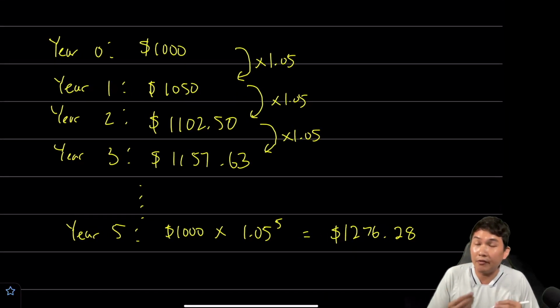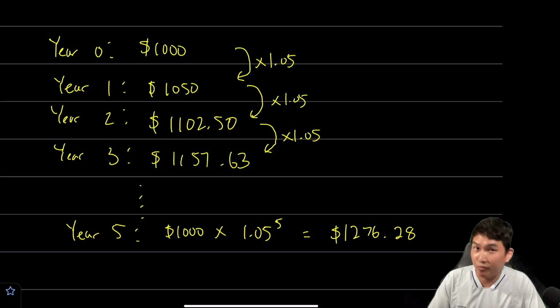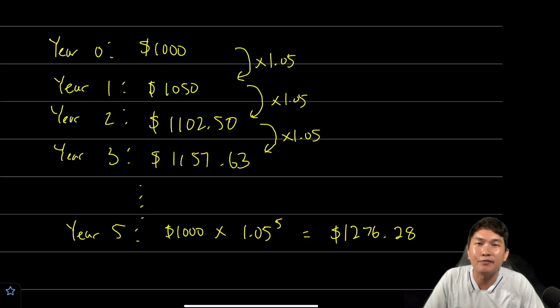Remember that for every year that passes by, we multiply by 1.05. So on the 5th year, we're going to multiply by 1.05 5 times, and that will give us this answer. Pretty straightforward, right? Now let's take a look at a slightly more complicated version of a compound interest question.